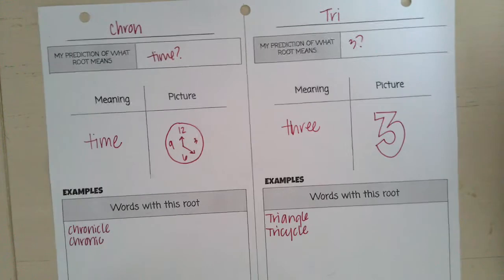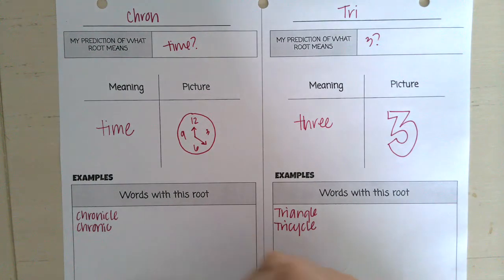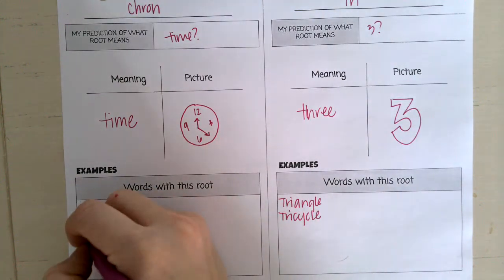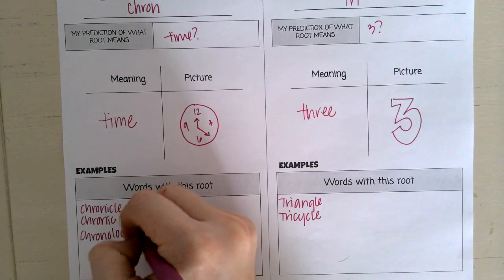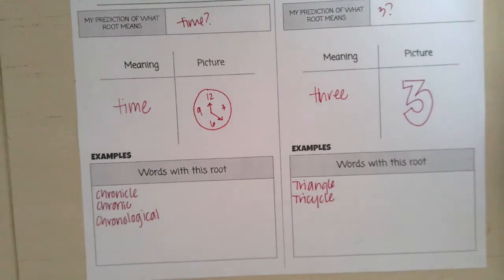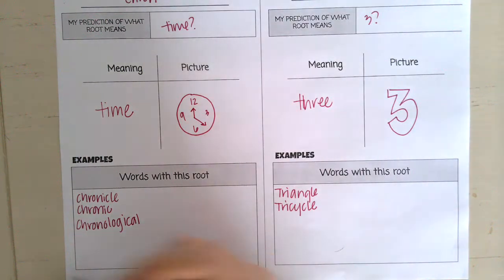All right, so let's go ahead and jot down some words. Let's start with chron. So we have chronicle. We also have chronic. Something else kind of made me think of something: chronological. Remember, that was one type of text structure you guys might see. If something's chronological, it takes place in order, time, or sequence. So that makes sense.